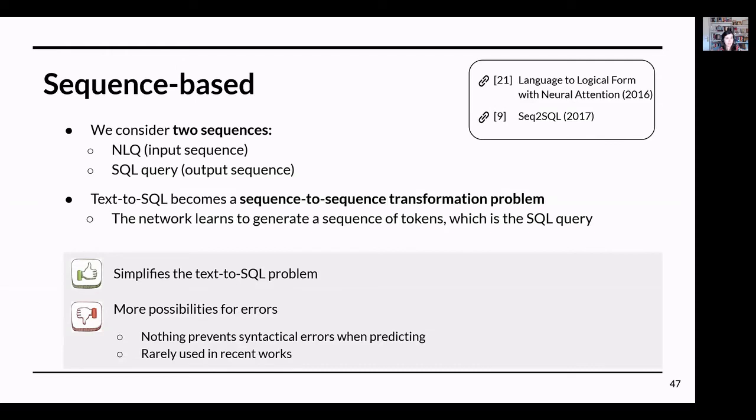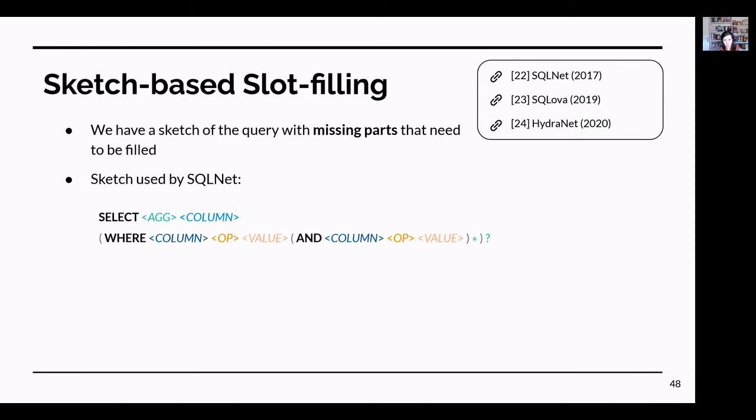First of all, treating the problem as a sequence-to-sequence, nothing stops the neural network from creating syntactical errors when generating the SQL query. Hence, the query may not even be executable. And that is actually the reason that these approaches are not used anymore in recent works. So we have them only, for example, in Seq2SQL, that was an early system for text-to-SQL translation.